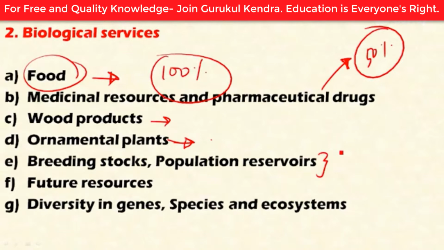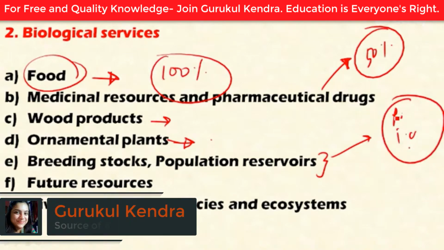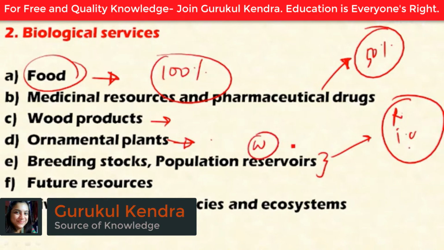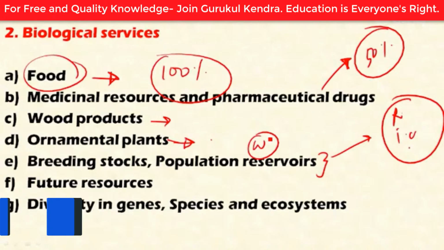Here the improved varieties of rice, wheat, barley, tomato, carrot, potato, and various other cultivated crops have their wild counterparts in the forests. So these wild counterparts have useful genetic resources which help in future breeding programs.